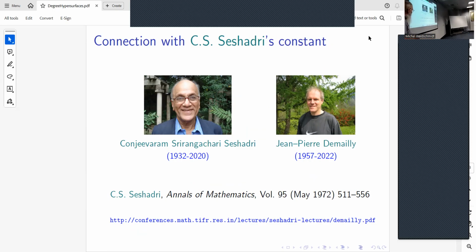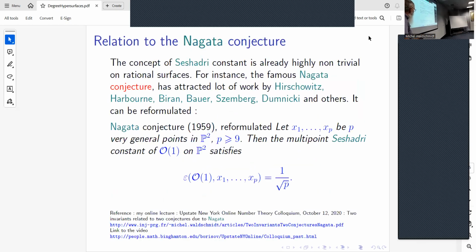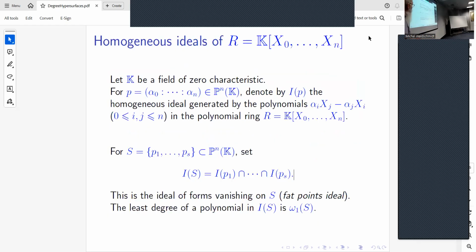I prepared a few slides about that, but I will not explain them now. You can download my slides from my website, and I give a reference on the online lecture which I gave on the Nagata lecture and the constant of Seshadri, the Seshadri constant, and the multiple essential constant. But I prefer to say a few words about the commutative algebra.